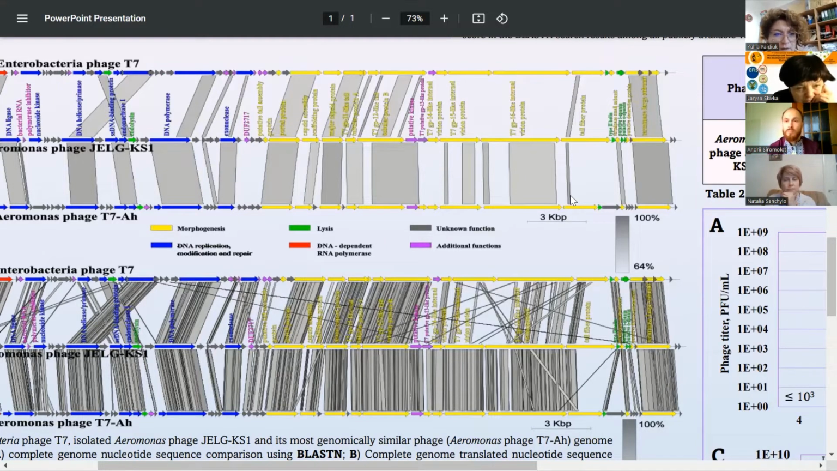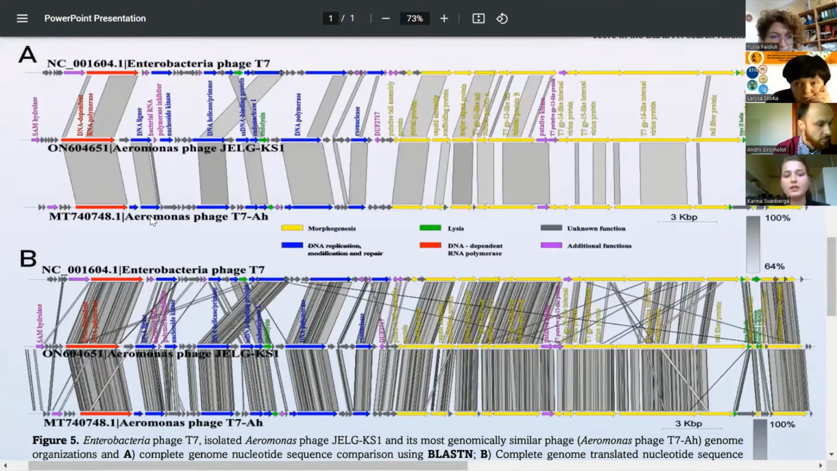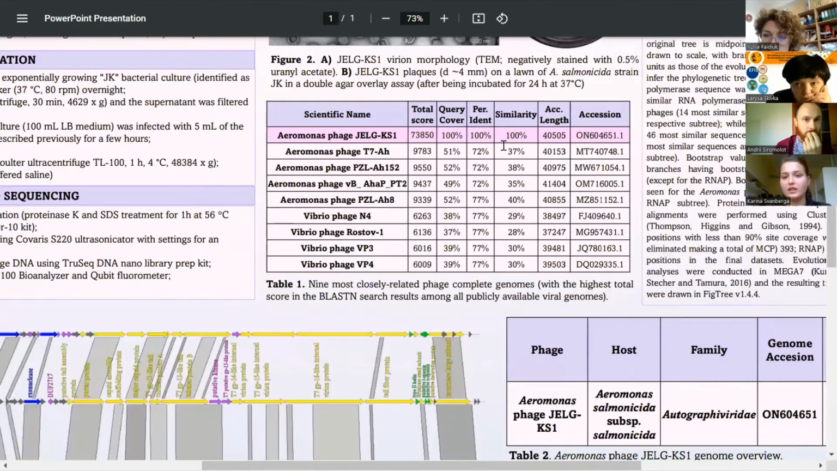Okay, and why do you state that this is a new genus? Have you performed the whole genome comparison against the closest relative? Yeah, this is the closest relative, the Aeromonas phage T7AH. And these are the 9 most closely related phages, and if the similarity is not 75%, then it's considered a putative new phage genus. But here you have similarity 100% with Aeromonas phage. This is my phage. Ah, this is your phage. Yeah. Okay.